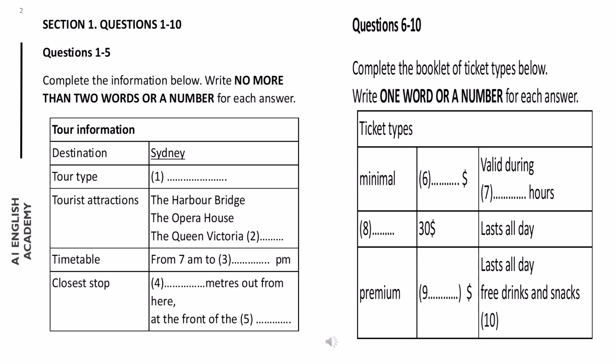This sounds nice. We also have a premium ticket. You can buy it for $55. This pass lasts all day and includes free drinks and snacks during your trip. And you will be provided with an audio guide. I think I'll buy the premium ticket. Great!